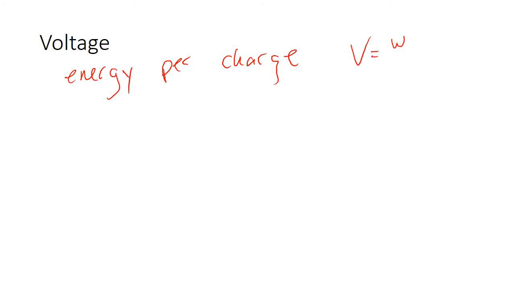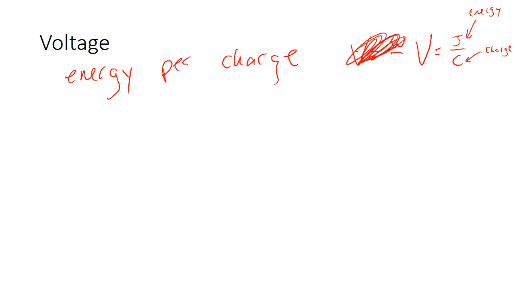Voltage is the energy per charge. Just to give you the definition, you're not really going to use this formula, but voltage is equal to joules per coulomb. Joules is your unit of energy, and coulomb is your unit of charge.